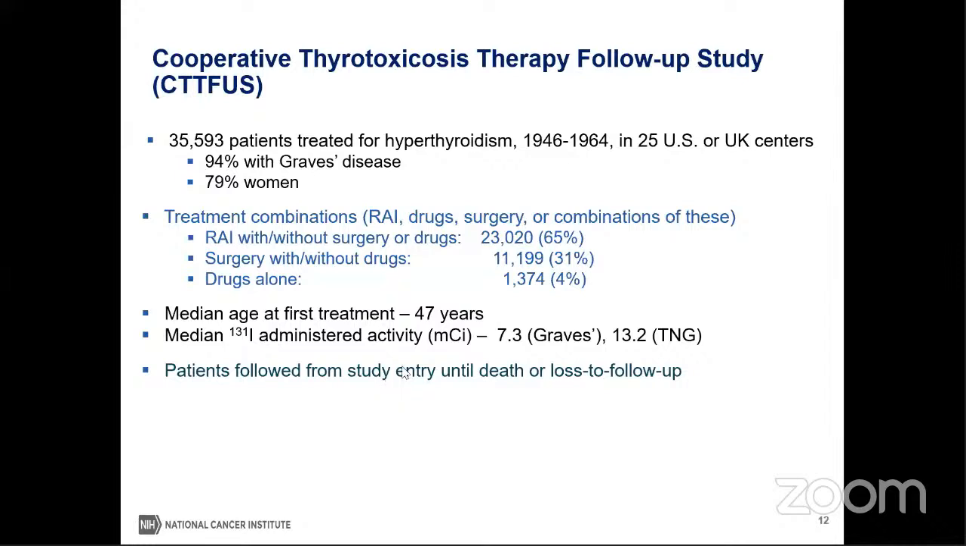So this is a cohort of mostly middle to older age adults. There were very few children. The median I-131 administered activity was 7.3 millicuries for those with Graves' disease and 13.2 millicuries for those with toxic nodular goiter. And as you might notice, this is a slightly lower level of administered activity than patients would typically receive today, the recommended levels being between 10 and 15 millicuries for Graves' disease. And patients were followed up in the study from the time of entry, which is typically around the time of treatment, until the date of death or loss to follow-up.